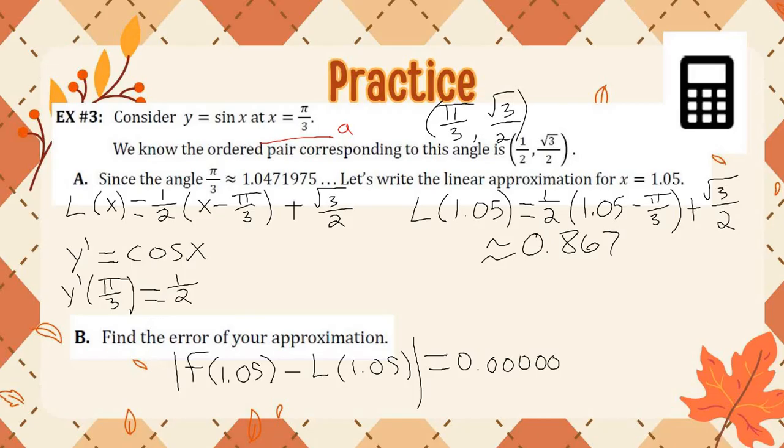Right, so for sine of 1.05, let's make sure I'm in radians mode. Sine of 1.05. Okay, that minus 0.86.